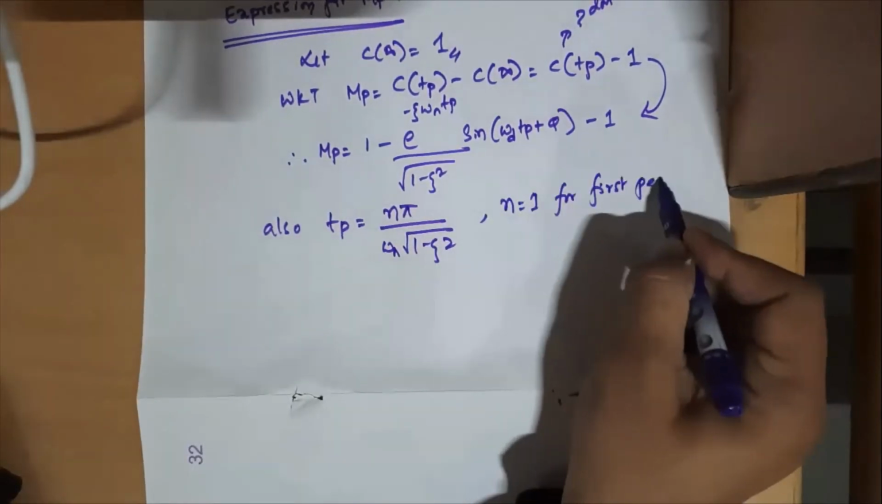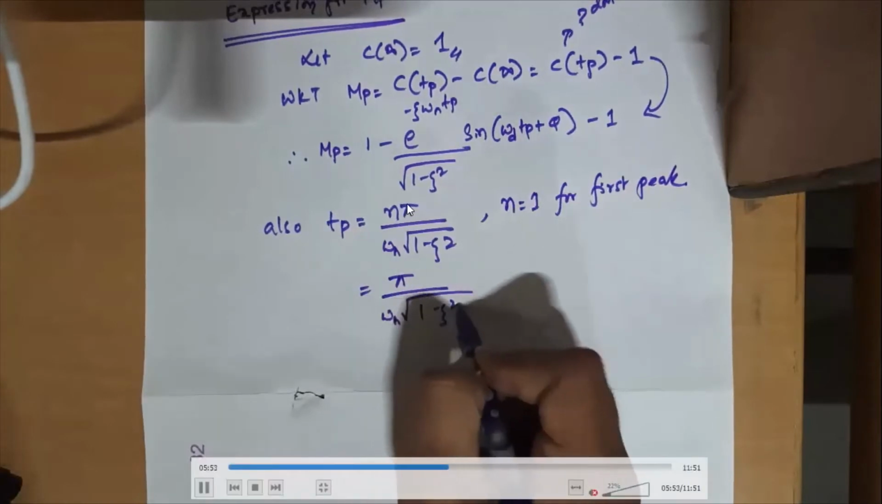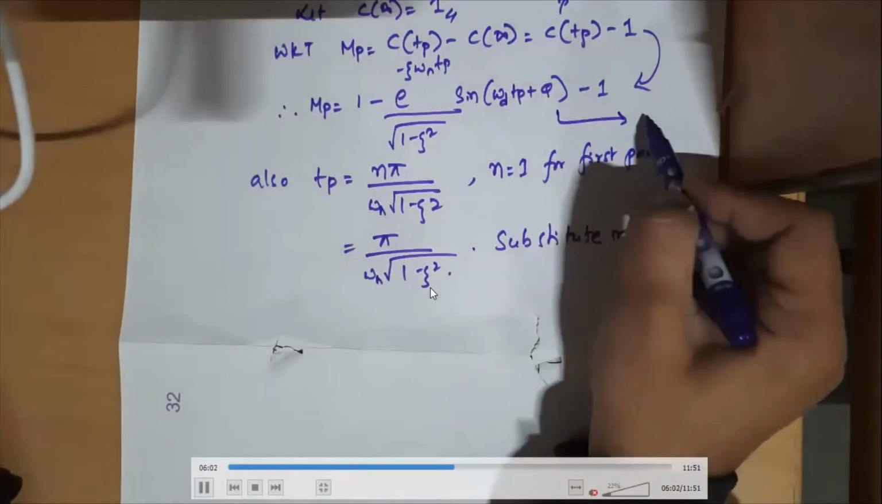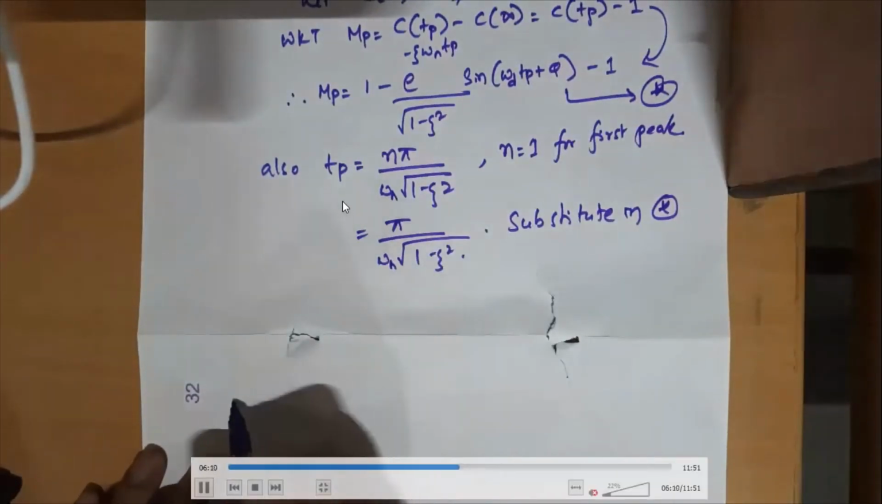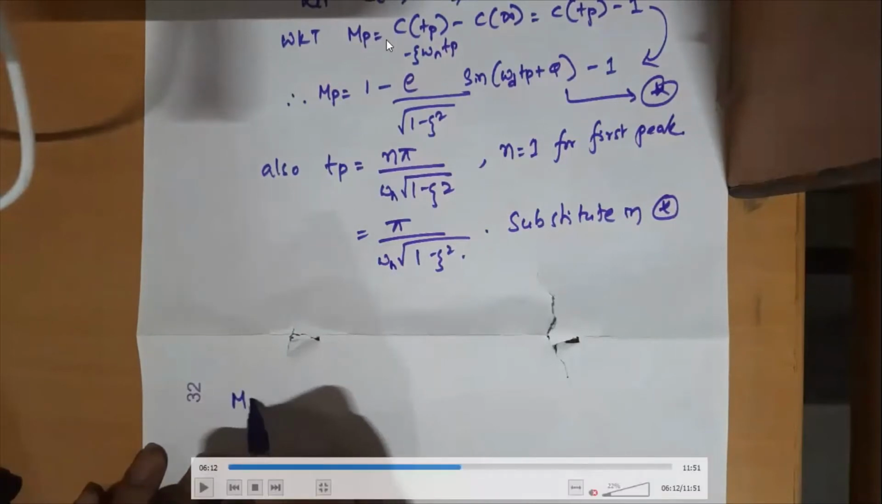What else do we know? We also know Tp is equal to n pi by omega n square root of 1 minus zeta square, which we did previously, and n equals 1 for the first peak. Therefore this is pi divided by omega n square root of 1 minus zeta square. So we straight away substitute it in this expression.